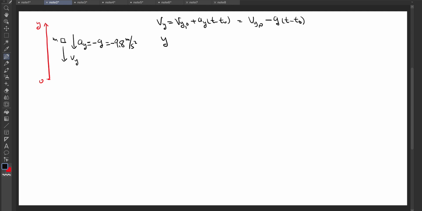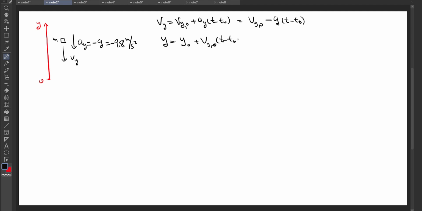And then the y position will be y naught plus Vy naught. Also, in actual calculation, the Vy naught here needs to be given a sign, probably a negative sign. If the object moves downward with some non-zero initial velocity, then you need to add a negative sign when you plug in a numerical value. And we'll see that example later on in a practice problem.